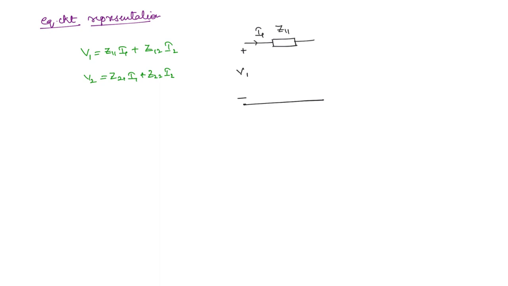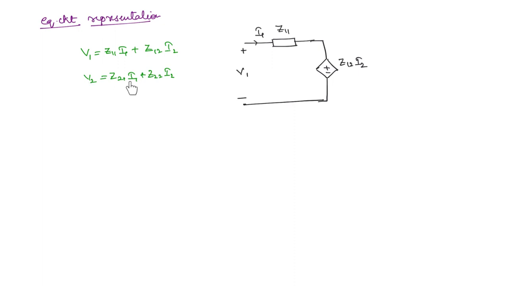Z12 I2, but I2 is flowing in some other circuit, okay, in the output side, right? So here what you can do, you can make use of a dependent voltage source. And what will this be? Z12 I2. Okay. So now we have V1 is equal to the impedance Z11 into current I1 will give you the voltage drop across this. What will be the voltage drop across this dependent source? It will be Z12 I2. It is a current dependent voltage source.